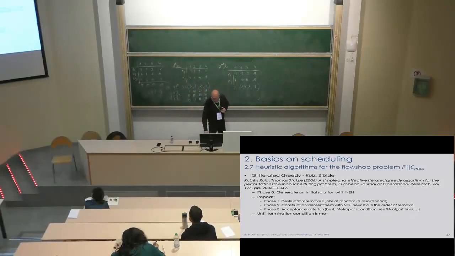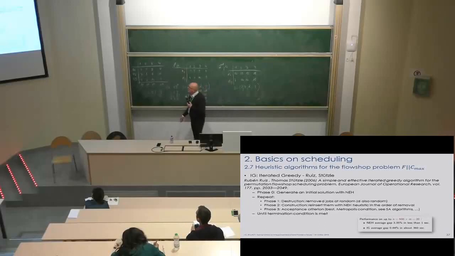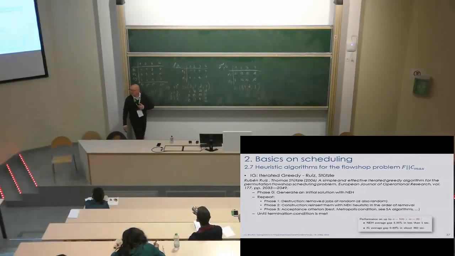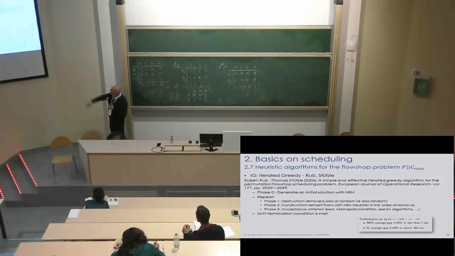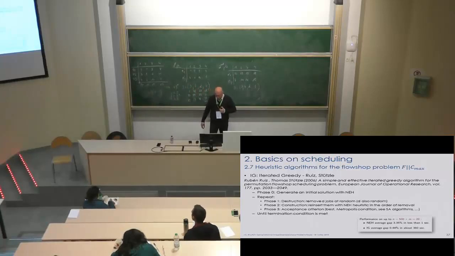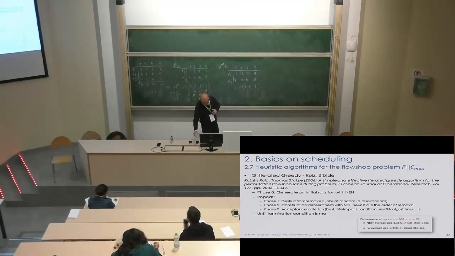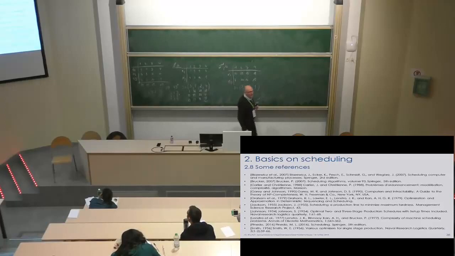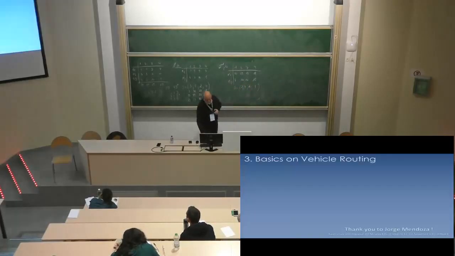and at the end, you have a solution. And in fact, the average gap of NEH is 3.35% in less than 1 second, the average gap of this heuristic is 0.44% in 360 seconds. So more efficient, but more time consuming. Okay, here are some references that you will have if you want more details.